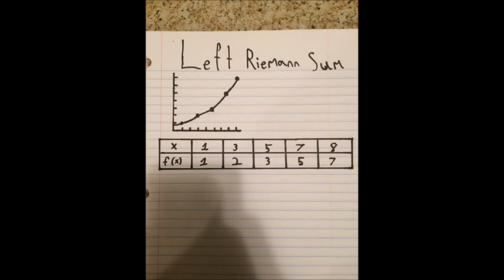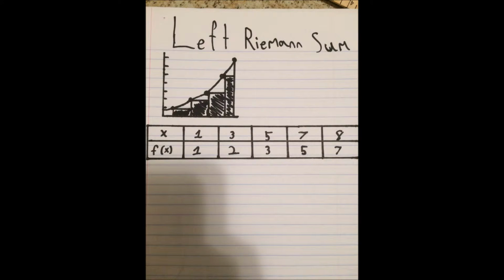A left Riemann sum is one method to find the area underneath a curve. First, we'll sketch our curve and map its points. The main idea behind a Riemann sum is to chop up the curve into smaller boxes and add their areas to get one larger approximation of the area.